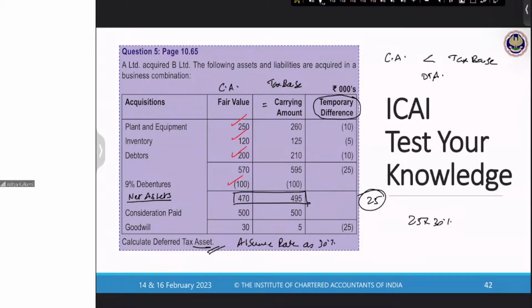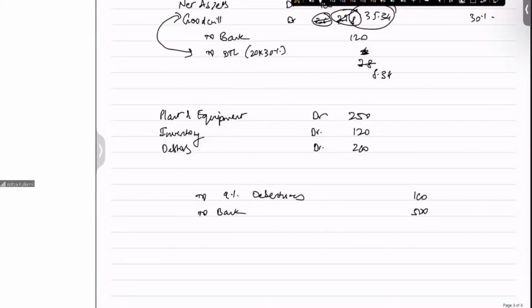Okay, so 25 into 30%, I am going to create a deferred tax asset of 7.5. So now you will be having DTA, debit 7.5. And now you proceed to calculate the goodwill.